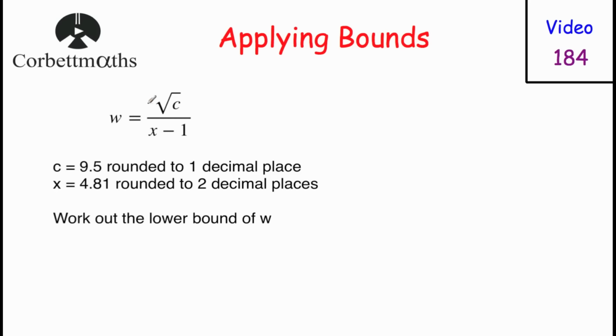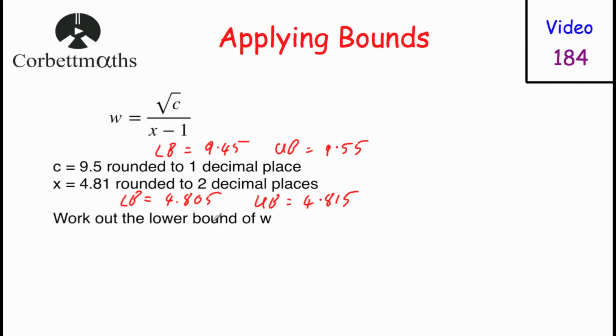We've been told that w is equal to the square root of c divided by x minus 1. And we've been told that c is equal to 9.5 rounded to 1 decimal place. That means the lower bound for c would be equal to 9.45 and the upper bound for c would be equal to 9.55. And we've been told that x is equal to 4.81 to 2 decimal places. So the lower bound for x would be equal to 4.805 and the upper bound for x would be equal to 4.815.